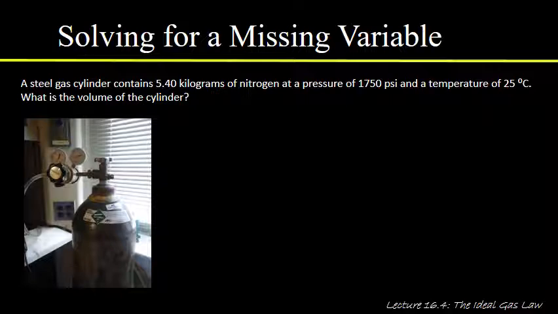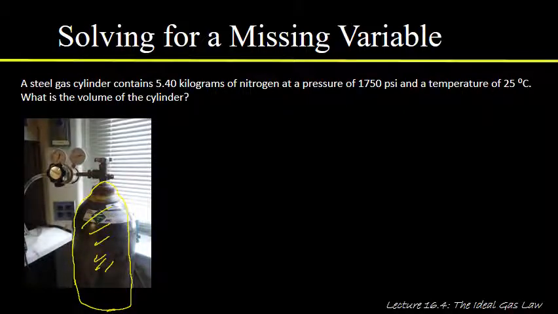All right, so this is what a typical ideal gas law problem looks like. A steel cylinder contains 5.40 kilograms of nitrogen at a pressure of 1750 psi and a temperature of 25 degrees Celsius. What is the volume of the cylinder? Okay. So this is a typical gas cylinder. You have a lot of these in labs. Welders and things use them also for acetylene and things like that.